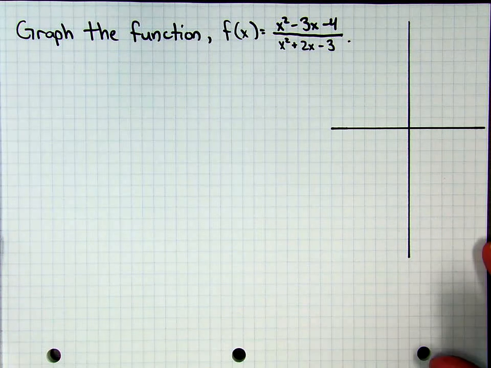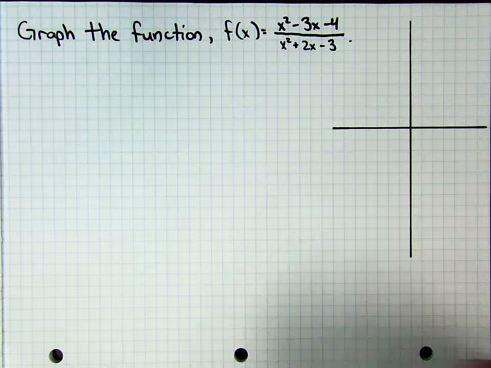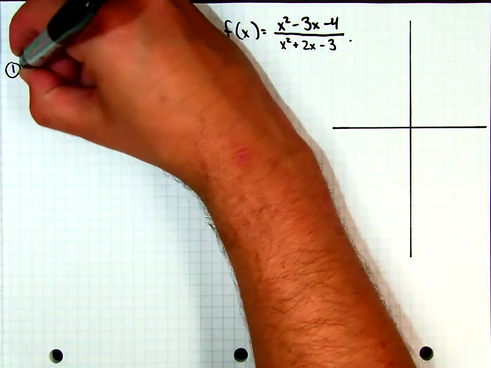Here, just going through an example of how to graph a rational function. I'll try and go through all the steps here, and these are all the steps that you need to go through when graphing any rational function. So the first step is to factor.